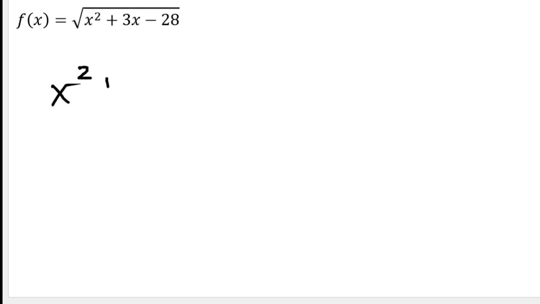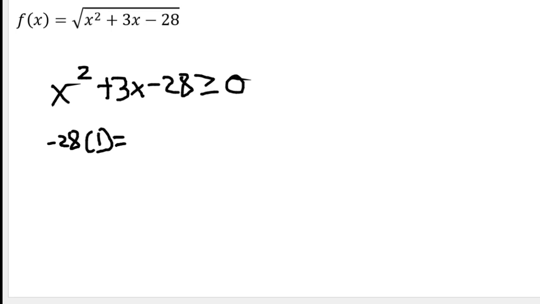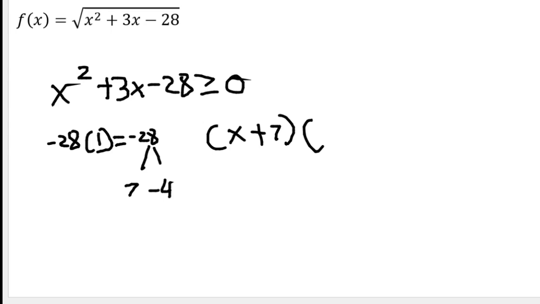So let's try this one. Again, we're just going to set the radicand greater than or equal to 0. In this case, we're going to factor the quadratic function. So the factors of this are 7 and 4, and we're going to put a negative on the 4. So we got x plus 7, quantity x minus 4, greater than or equal to 0.